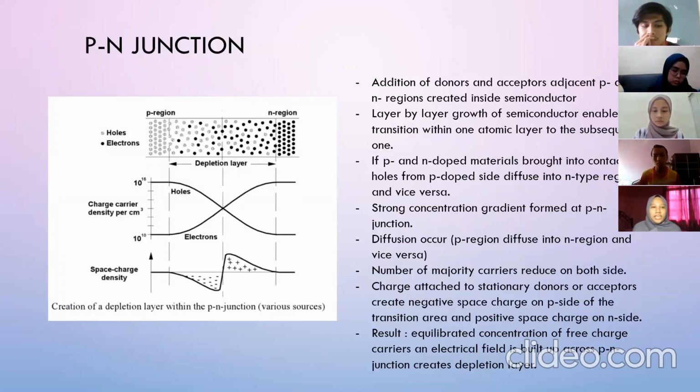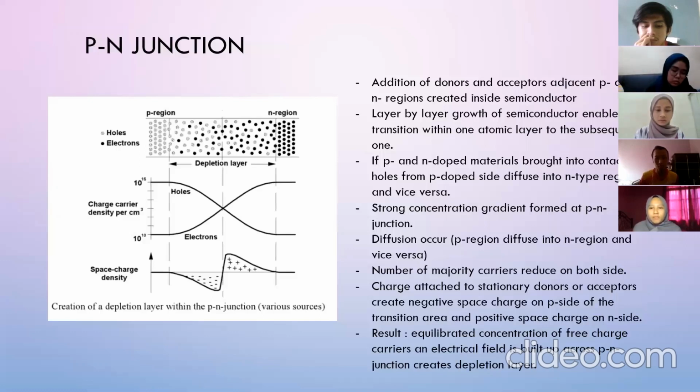If p- and n-doped materials are brought into contact, holes from the p-doped side diffuse into the n-type region, and vice versa, electrons from the n-doped side diffuse into the p-type region. So this will create a diffusion layer at the center. A strong concentration gradient is formed at the p-n junction, which is at the center. The p-n junction and diffusion layer are the same thing. Diffusion occurs where the p region diffuses into the n region and the n region diffuses into the p region.